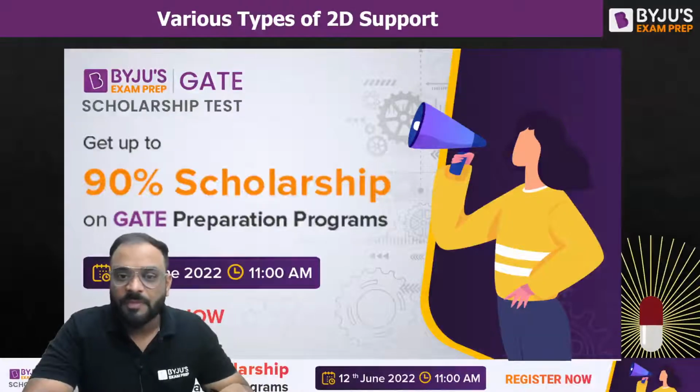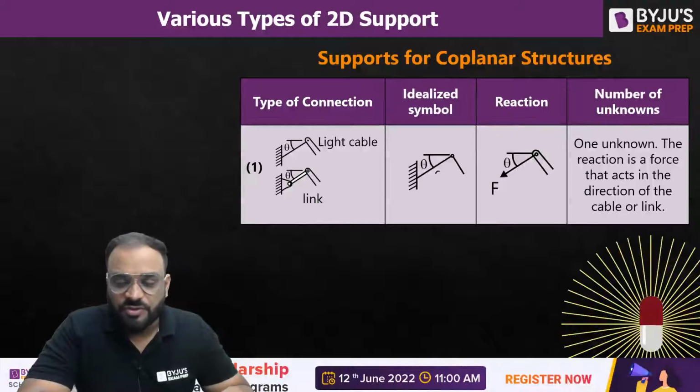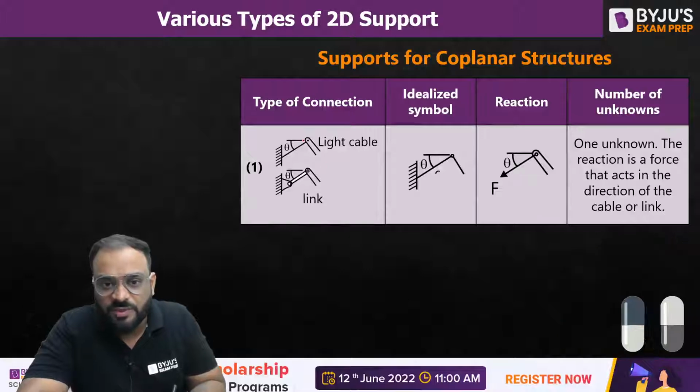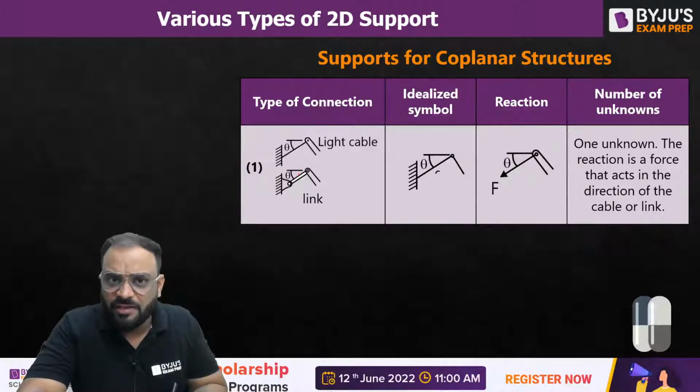Now guys, let's understand what are the different types of support which we have and which we have to use in our different types of civil engineering subjects. So guys, this is the first type of support which we are using. Let us suppose there is one cable which is to be attached over some surface, right? Or either you have a link. What is basically a link? Let me tell you about it.